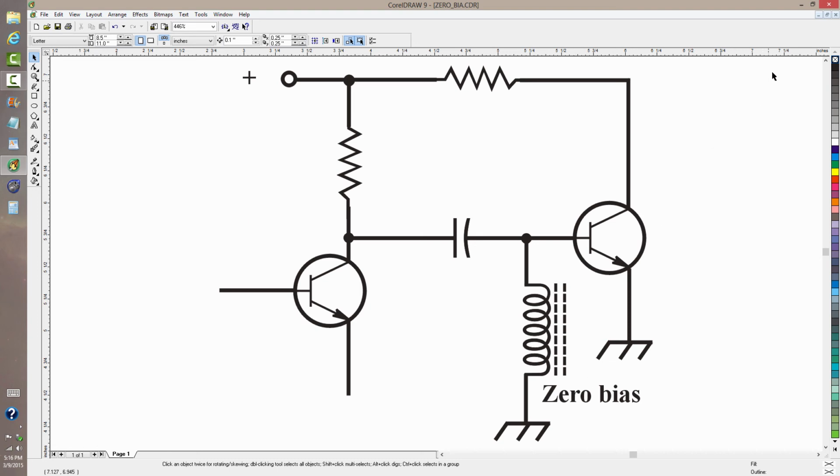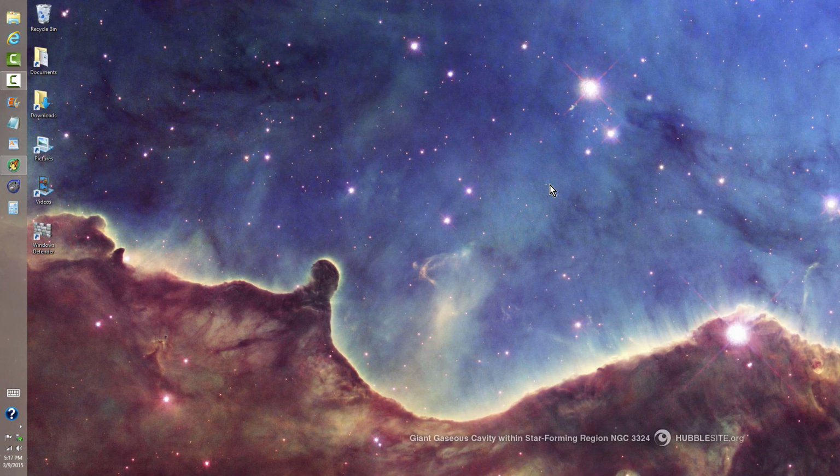Stan Gibilisco, retiring back to the gaseous cavity nebula, where things might be a little bit easier to think about, but certainly a lot less useful in electricity theory and electronics theory.